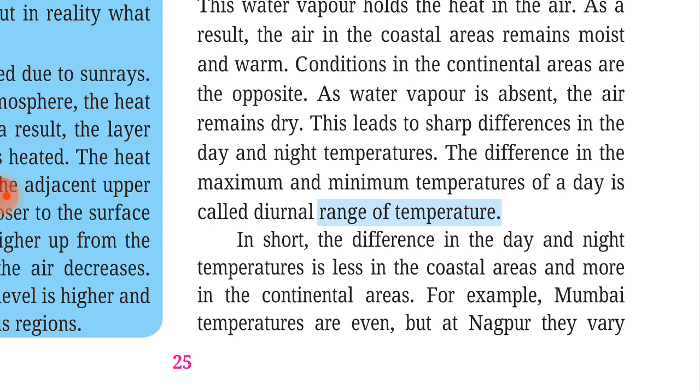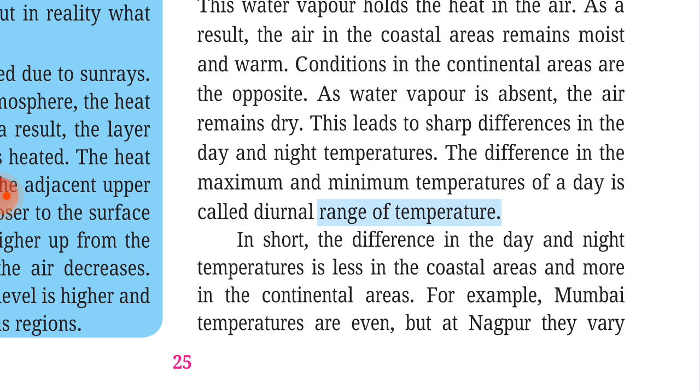The difference in maximum and minimum temperature of a day is called the diurnal range of temperature. So if the maximum temperature and the minimum temperature of the same day are recorded, and we take out the difference, we get to know the difference of temperature during one day in that specific place. That kind of measuring of the difference of temperature of a day is known as the diurnal range of temperature. Now there is another range of temperature which measures the difference of temperature throughout the year.